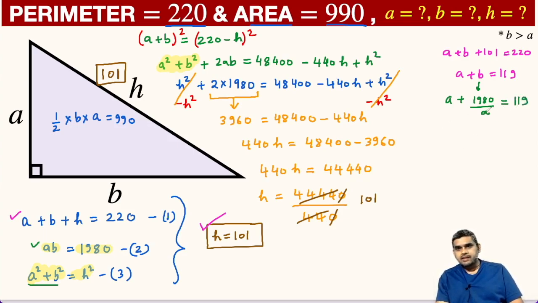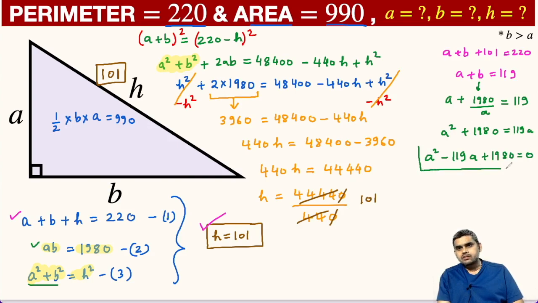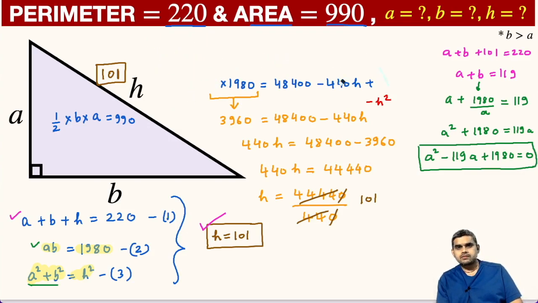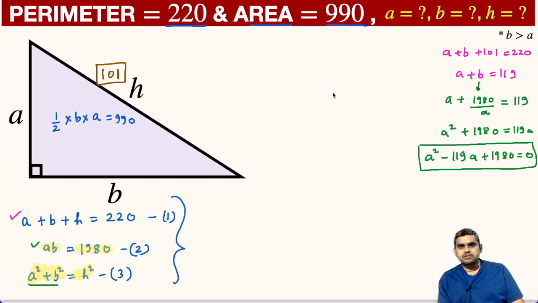Now we will multiply small a on both sides. So this will be a square plus 1980 equals 119a. So if we rearrange it, we will get a quadratic equation: a square minus 119a plus 1980 equals 0. So this is the quadratic equation that will give us the value of small a. So we will use the quadratic formula to find the value of a.